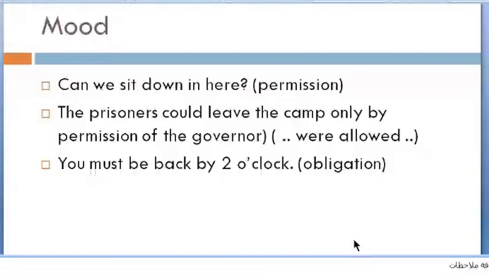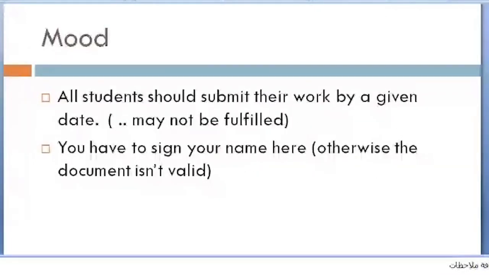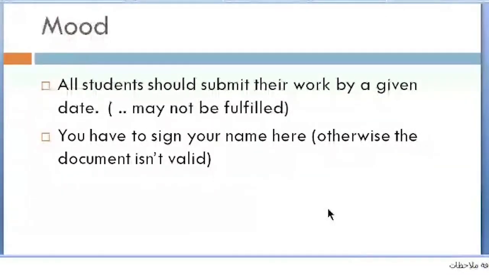خلينا ننتقل إلى الأمثلة الأخرى بها غير أفعال مساعدة أيضا تفيد الإجبار، لكن أكو اختلافات بيناتهم. It says here all students should submit their work by given date. Here we have the modal auxiliary should, and the intended meaning is that not all students can do this. It means the work may not be fulfilled. يعني مو كل الطلاب تقدر. لذلك المتحدث استخدم should to give this meaning.